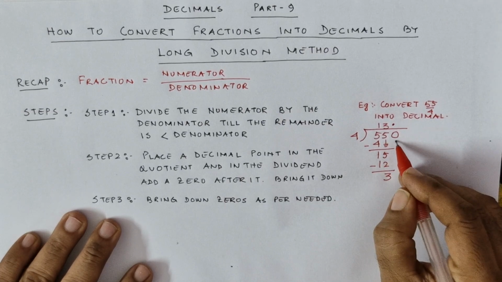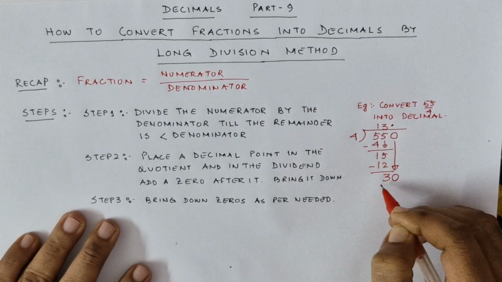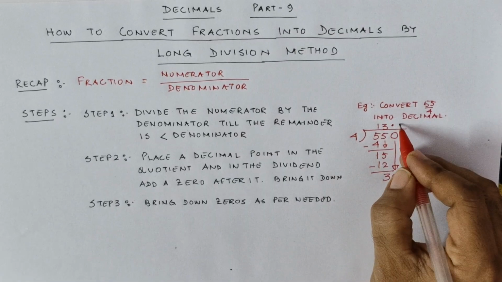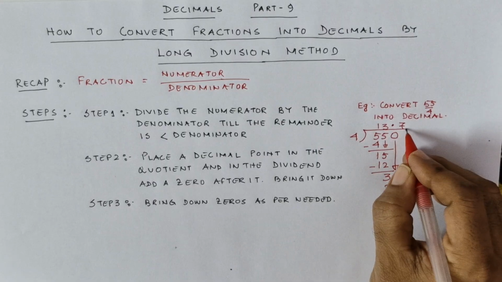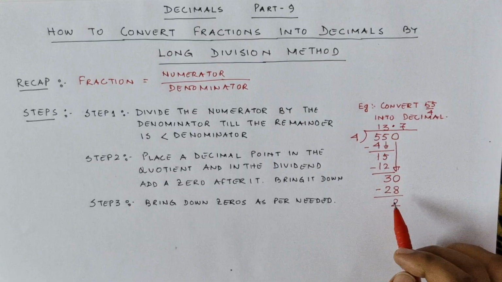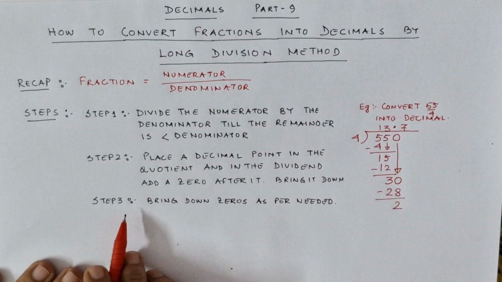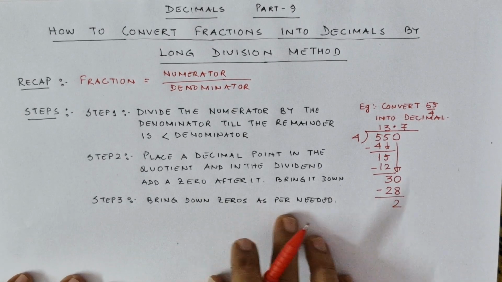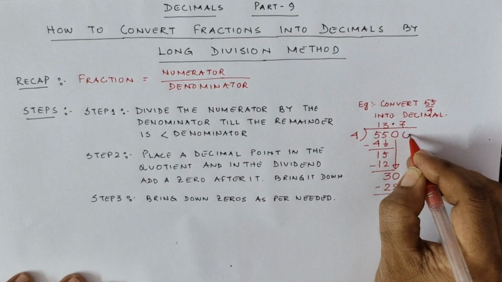Now bring the 0 down beside the remainder. So it's 30. Again try to divide it. 4 7s are 28. Got it? 4 7s are 28. So the remainder is again 2, which is less than 4. Now bring down zeros as per need. So step 3 is to bring down zeros or add zeros as per need. So we need another 0.